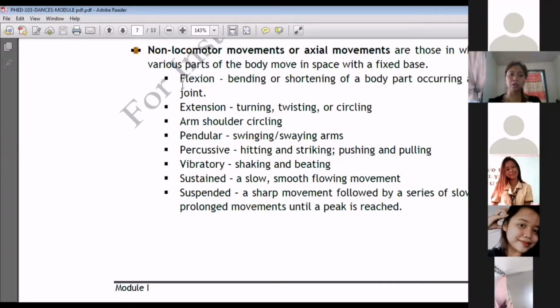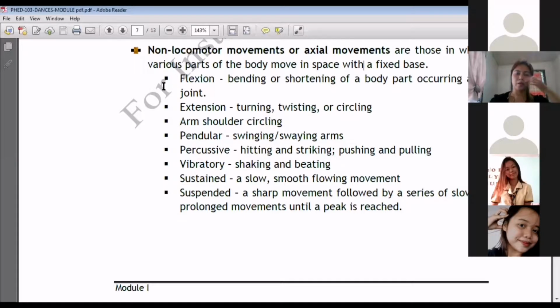First is the flexion. It's so easy to understand. When you bend, you curl your legs. That's flexion. When you bend or shorten the body from a joint, that is flexion. But when we say extension, that is to open or twist or to circle. Okay? Then pendular movements.